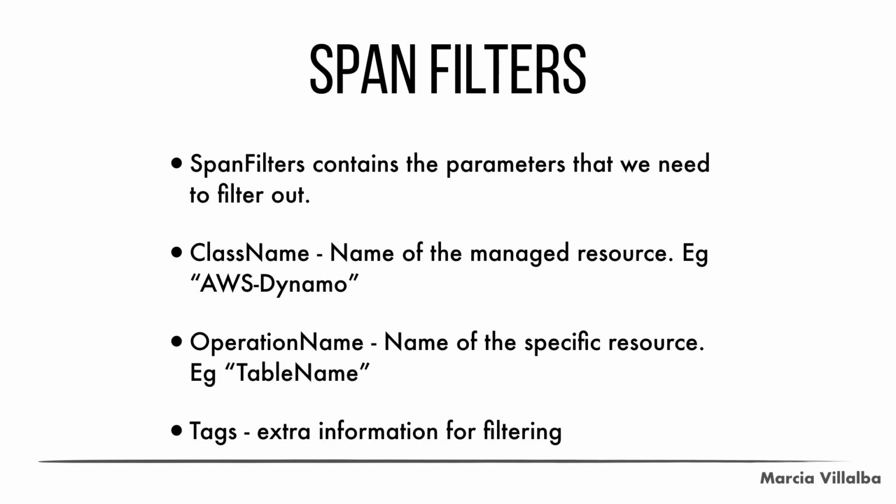If we want to trigger an error when we put something in a Dynamo table, or when we read something in the Dynamo table, we need to set that in the class name. So we need to put in the class name the name of the managed resource in which we want the error to happen. In this case, it's AWS Dynamo. Then we need to specify the name of the resource so the error can happen in a specific table if we want that to happen. In this case, it will be table name, but it can be any name that your table has. And if you want, for example, to only apply the error when we are writing or reading, then you need to put that in the extra information in the tags.